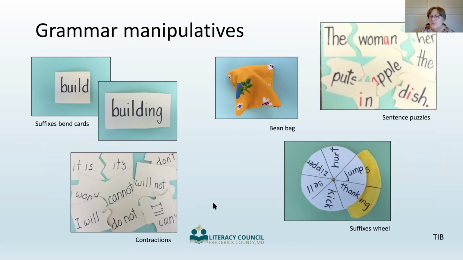So here are some things that you can make to help your students see some of the relationships between words and word parts. The examples that are shown here include a word puzzle for teaching word order in a sentence, a wheel and bending cards to teach verb endings, and matching puzzles for teaching contractions.